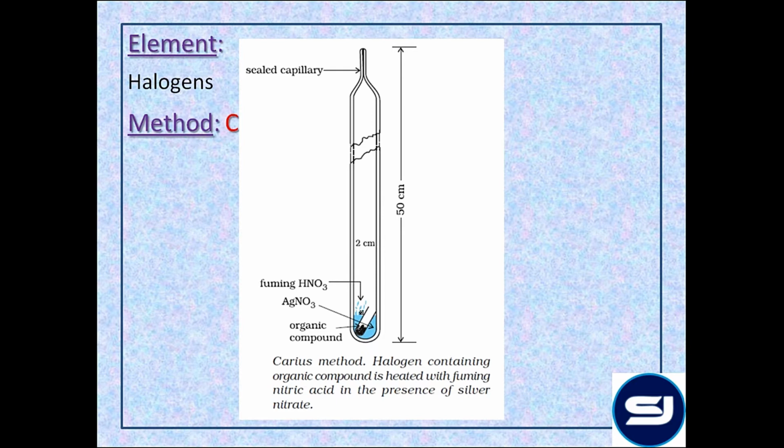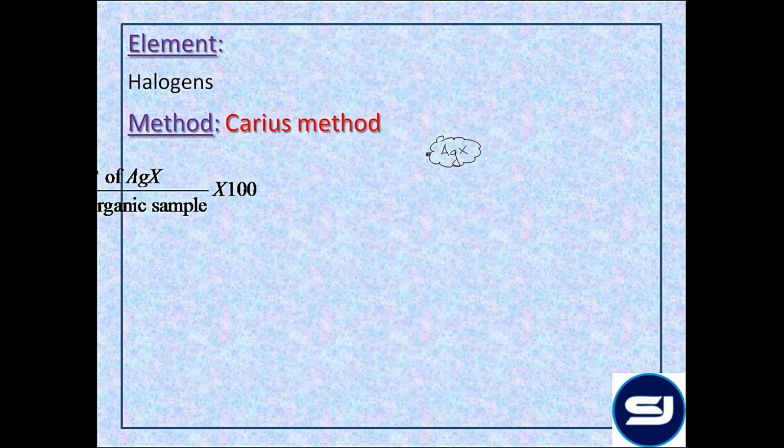What happens over here on heating? The organic compound containing carbon would be converted to CO2, hydrogen would be converted to H2O, and the halogen would be converted into silver precipitate, that is the precipitate formation of AgX. Now, depending on the weight of the silver halide, we find the percentage of halogen by Carius method. It's a simple calculation of percentage of halogen.